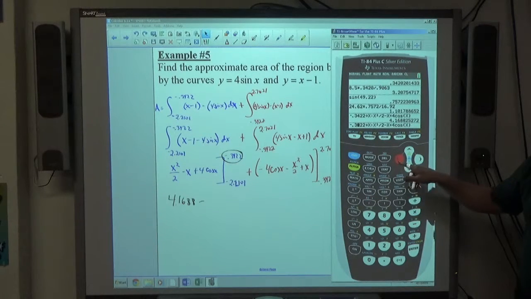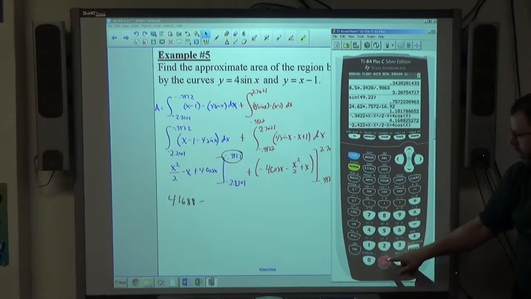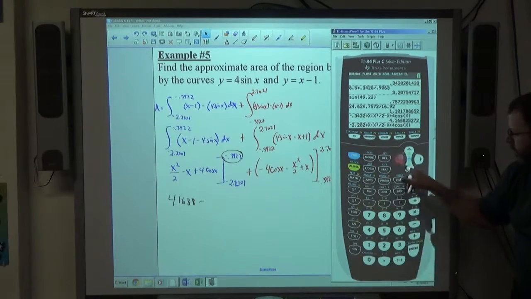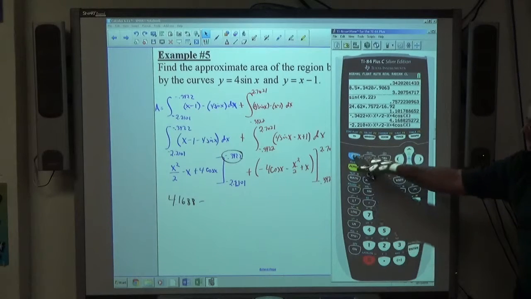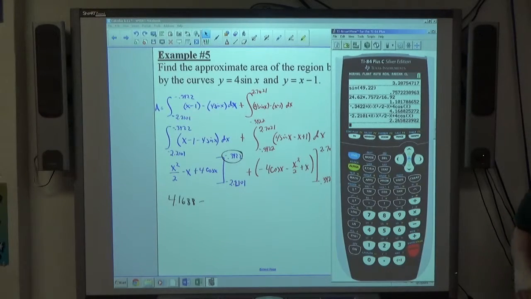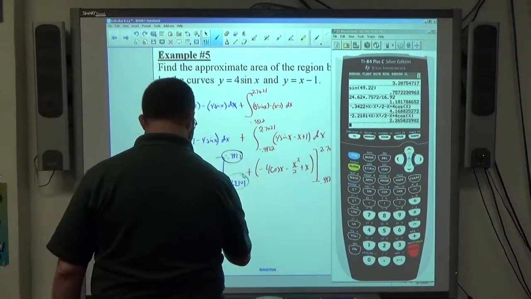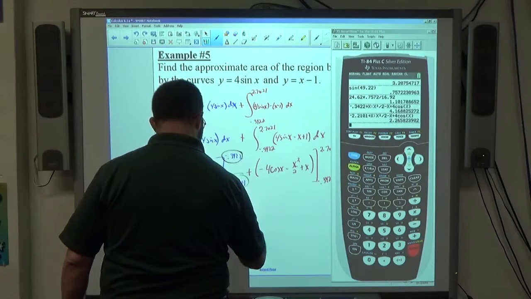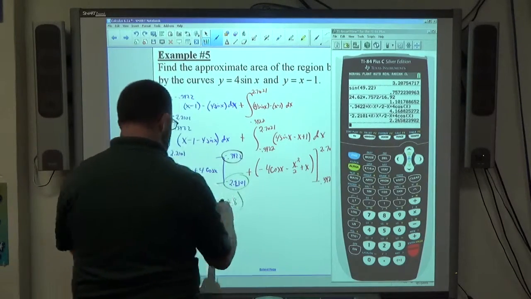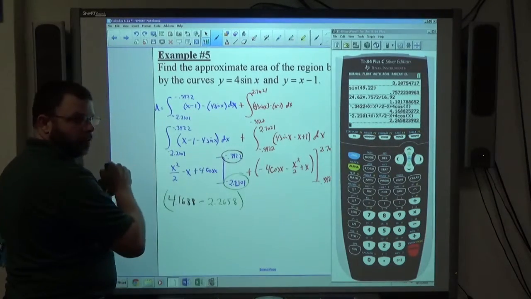So negative 2 point, and there's one extra character to the right. So if I go 2.21, oops, 2.1, I run out of space, just hit insert, get that extra space in there. We get 2.2658. So when I put this number in, I get 2.2658. So that just is this expression evaluated for both of those things.